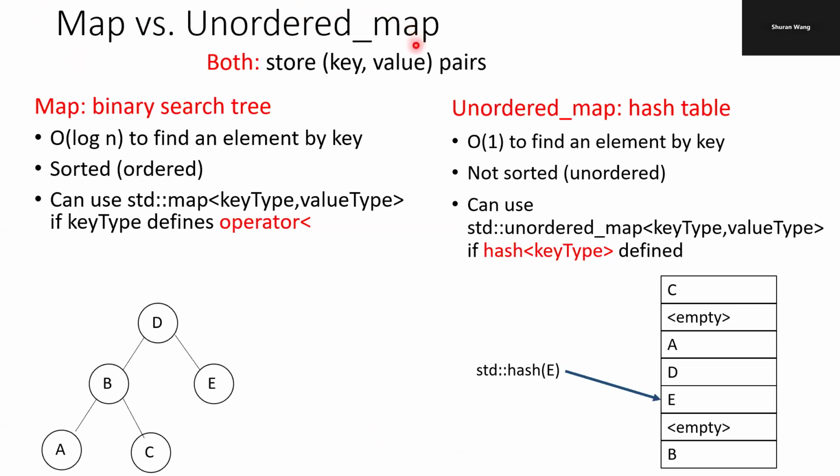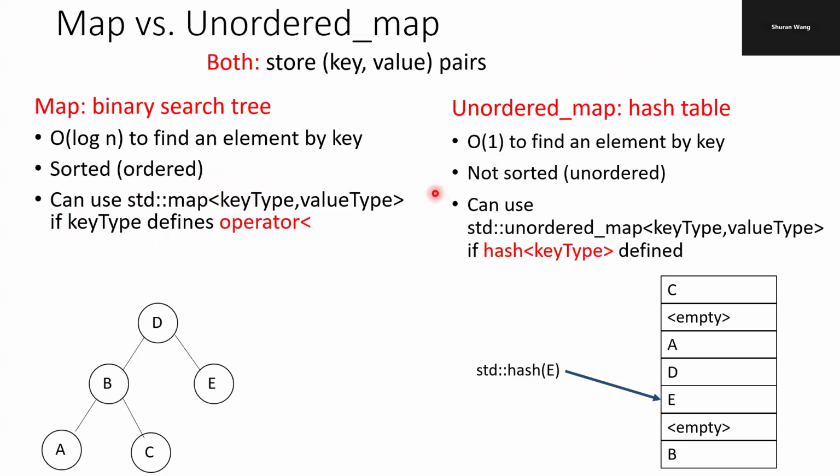A map versus unordered map. So remember, map is a binary search tree and unordered map is a hash table. The binary search tree finds an element by key in O(log n) time because it needs to traverse through the tree. It's always sorted, and you can use it with a key type and value type if the key type defines the operator less than, because it uses the operator less than to compare the values of the key.